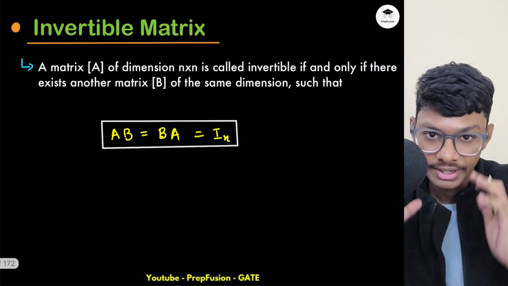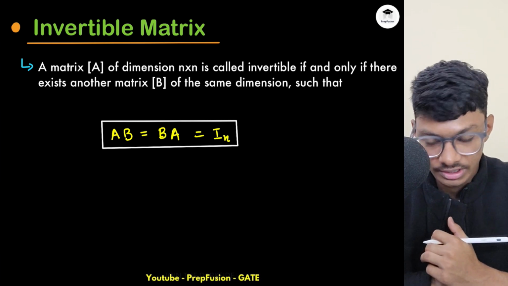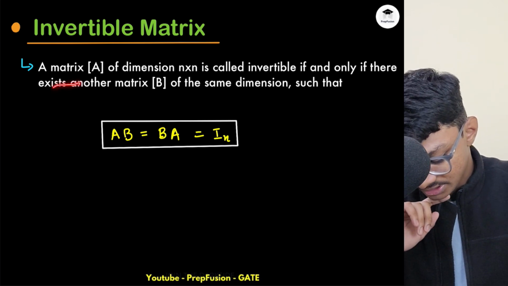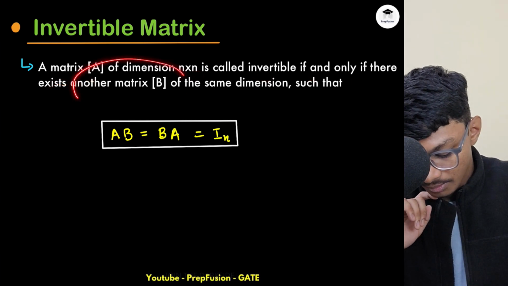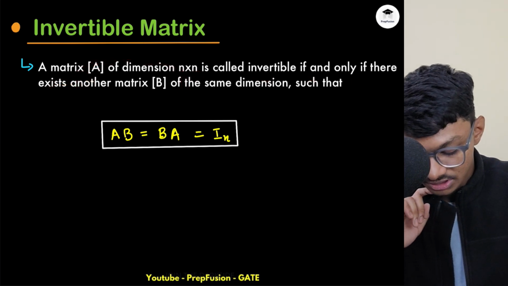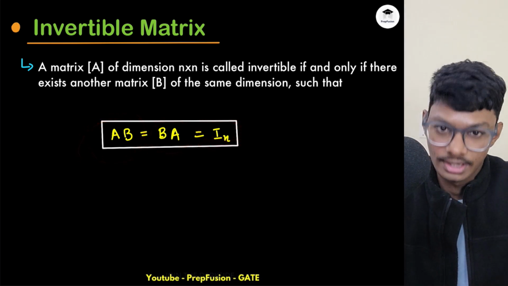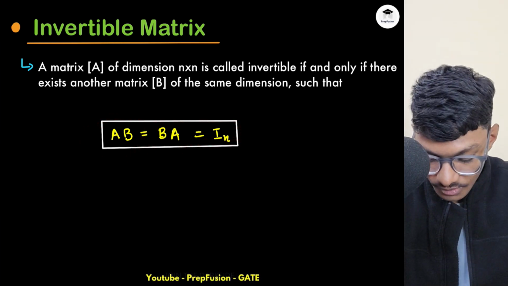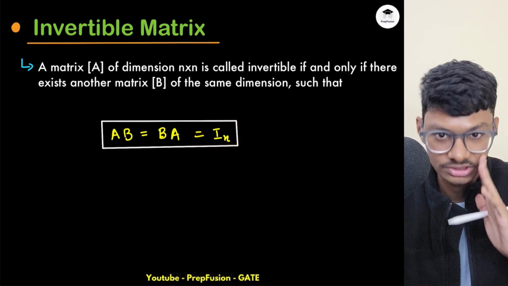Now let's move to the main topic of this lecture, that is invertible matrices. A matrix A of dimension n cross n is called invertible if and only if there exists another matrix B of the same dimension such that A times B equals B times A equals the identity matrix I. We have already learned about the identity matrix, which is simply like a 1.